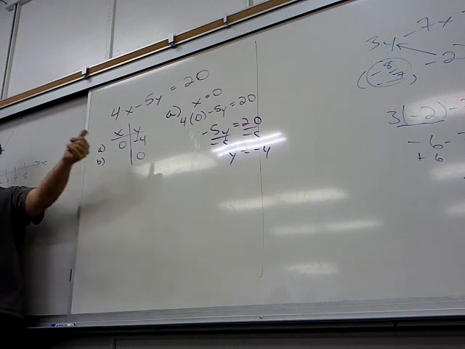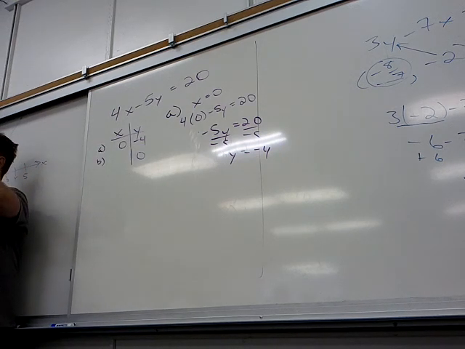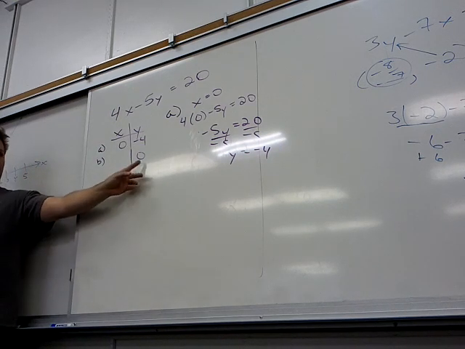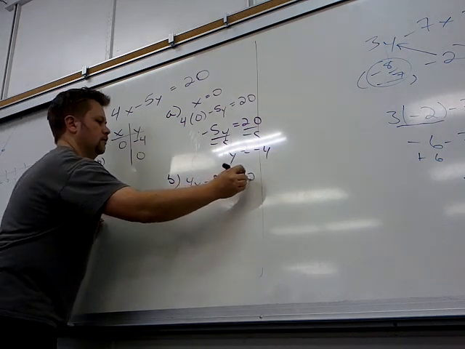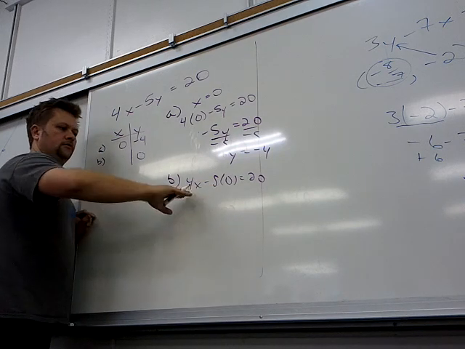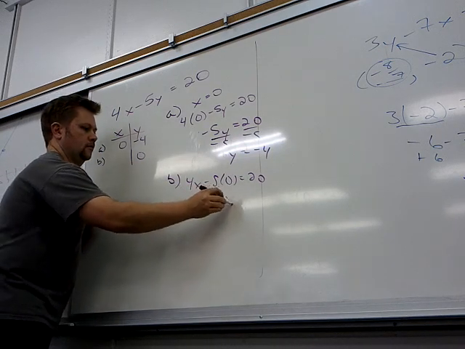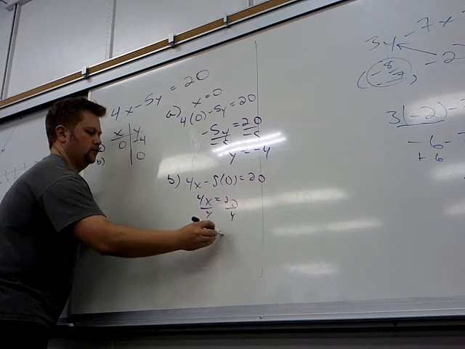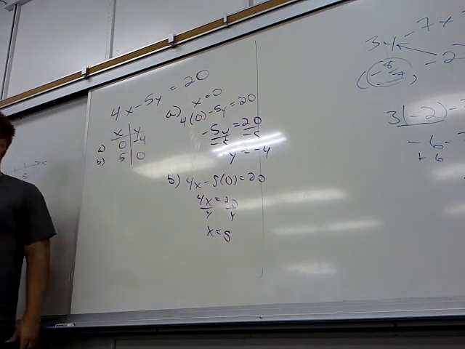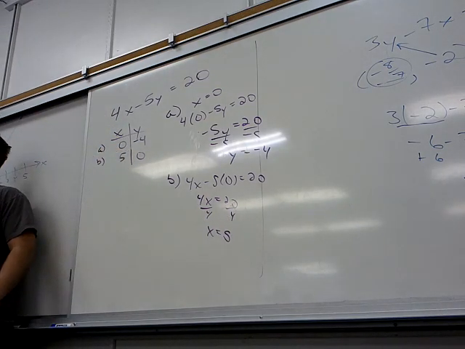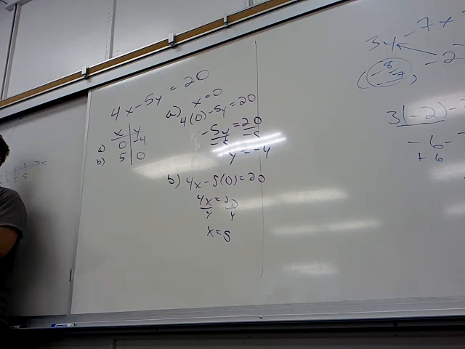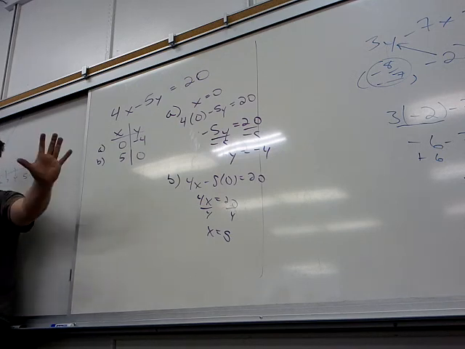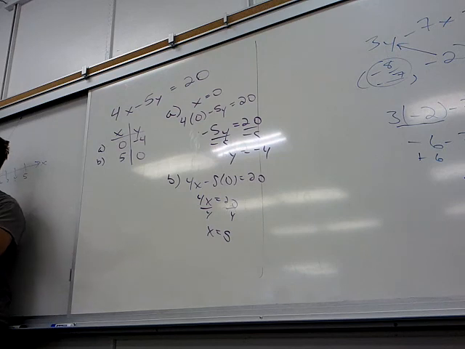And now for part B, I just plug in a 0 for y. So part B, 4x minus 5 times 0. 5 times 0 is 0. X equals 5. So on one level, there's nothing special about this. I can plug in whatever I want to. 0 just happens to be a really good option because it kills that whole part of the equation, right? 0 is awesome in that way.